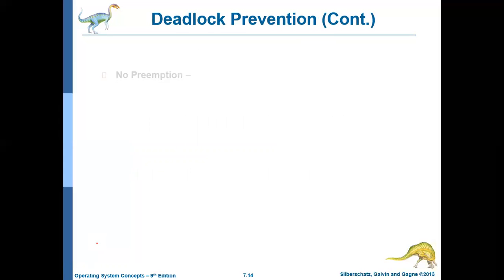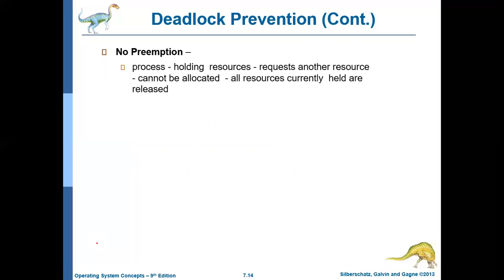The third is no preemption. No preemption means the operating system cannot forcibly take away any resource from a process. So how can we avoid this condition?